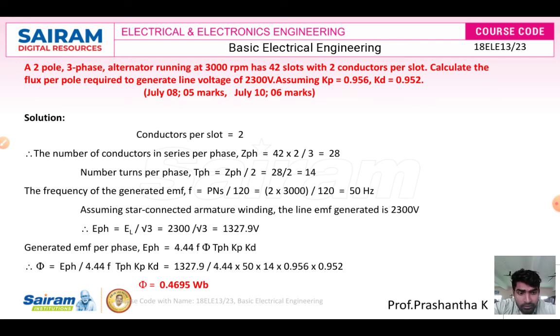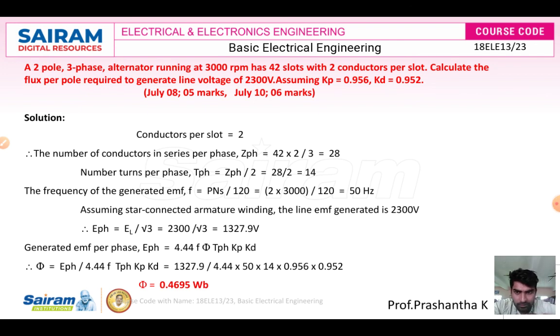Generated EMF per phase, E phase, is equal to 4.44 f phi T phase Kp Kd. Phi is equal to E phase by 4.44 f T phase Kp Kd. That is 1327.9 divided by 4.44, frequency 50 Hertz, number of turns per phase is 14, Kp is 0.956, Kd is 0.952. So definitely we got flux equal to 0.5 Weber. So don't get confused.